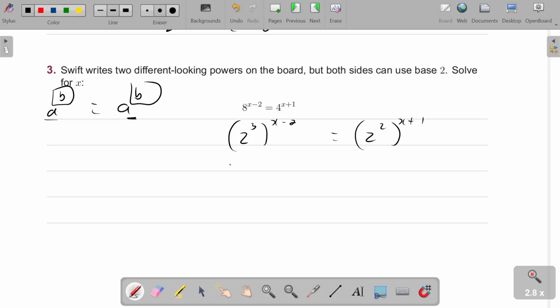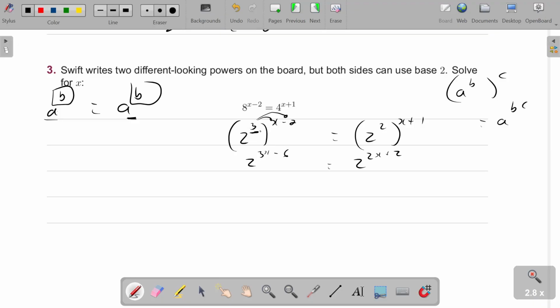This means for me that I will basically be distributing the 3 with this guy and this guy, which would make this 2 to the power of 3x minus 6, and then obviously 2 to the power of 2x plus 2. Where is that coming from, Swift? Think about the fact that we need to multiply, obviously, right? When we have anything to the power of b raised to a further power c, right? This is the same as having a to the power of b times c.